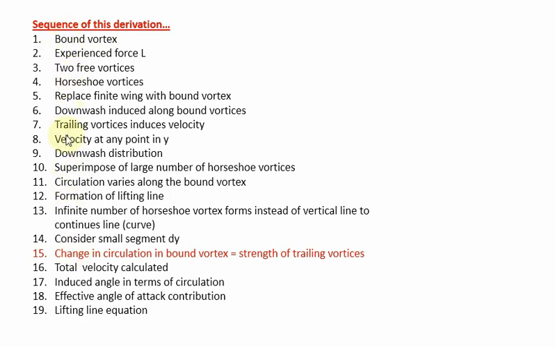So before starting the derivation you read it, then once again after completing the derivation you come to this page and read it again, then you will come to know the sequence of the derivation. The most important point: the change in the circulation in the bound vortex is equal to the strength of the trailing vortex. So based on this concept the derivation will be developed.